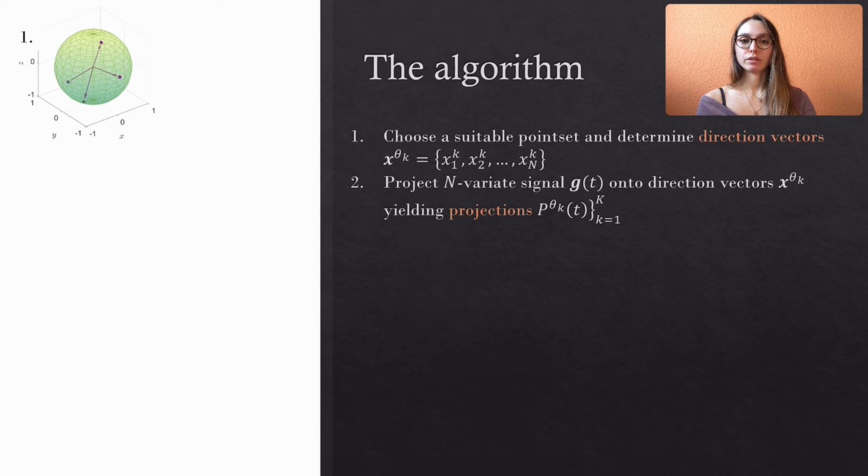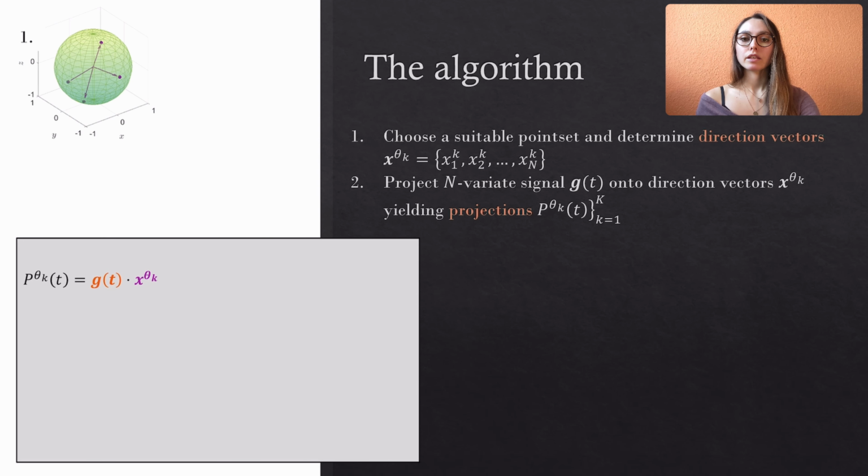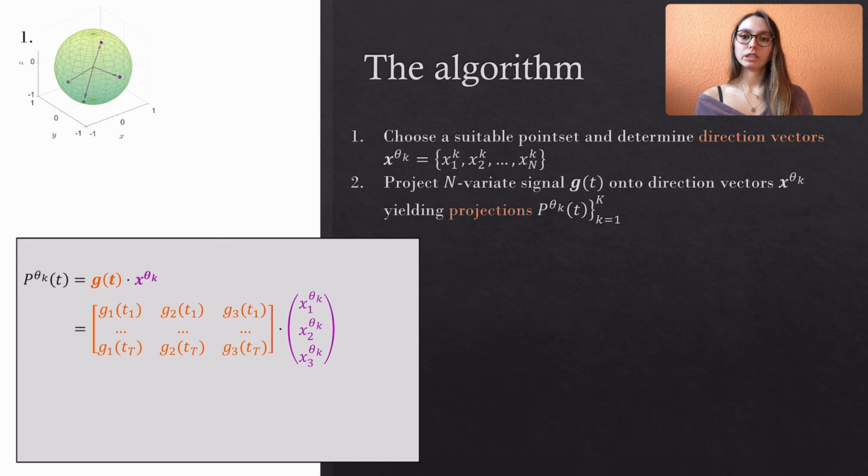projections capital P. Mathematically, this projection is just a multiplication of the data with each of the direction vectors. The data G is a matrix with 3 columns, so 1 column for each variate, and the rows represent the time steps going from T1 up to TT. As already mentioned, each direction vector has 3 entries, which enables a meaningful scalar product.